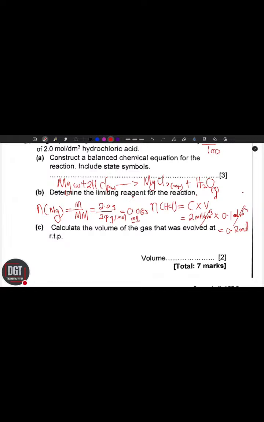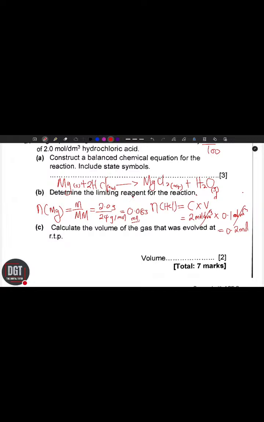Now, what we've done is just the first step. Now, how do we determine the limiting reagent? For the limiting reagent, the first step is to find the number of moles of the reactant. Then, after you're done with that, divide by the number in front in the balanced equation. Those we call stoichiometric coefficients.